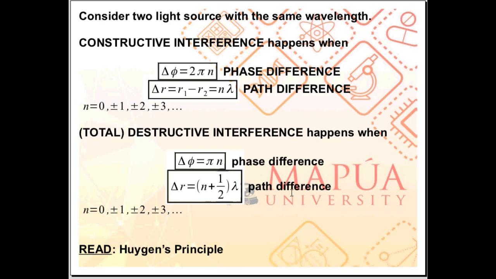For a more complete picture of interference and diffraction of light, you might want to look into the concept of Huygens principle. So consider that a reading assignment. This is particularly important in understanding, say, the diffraction of light, the bending of light around corners, and so on.